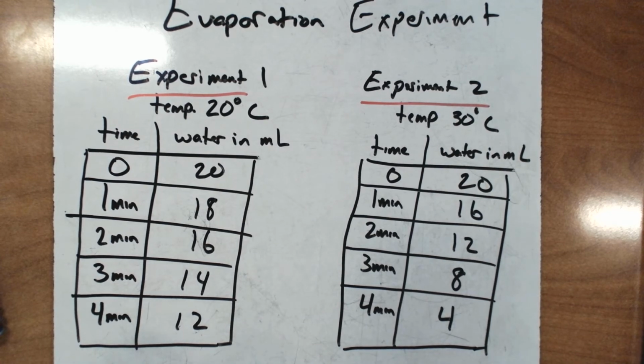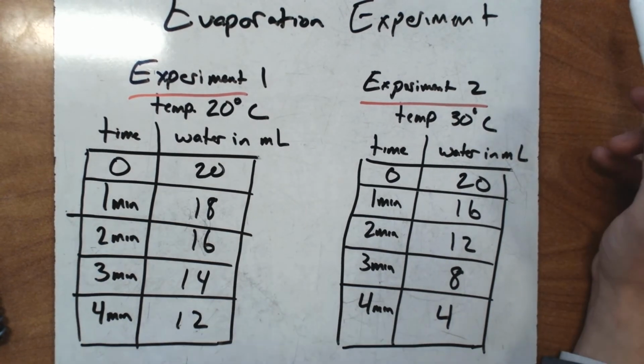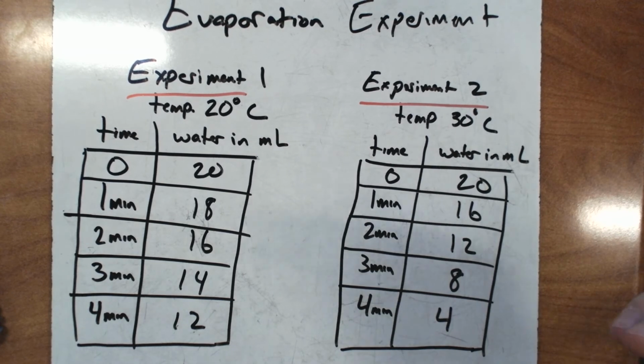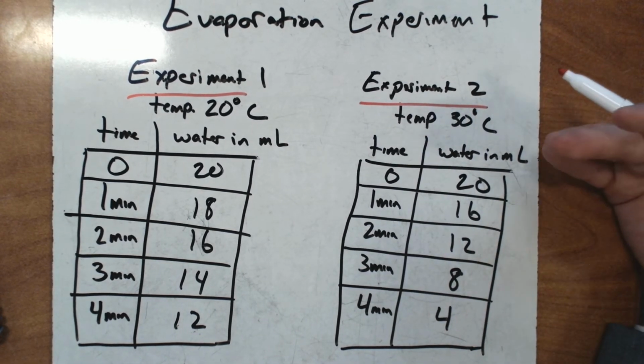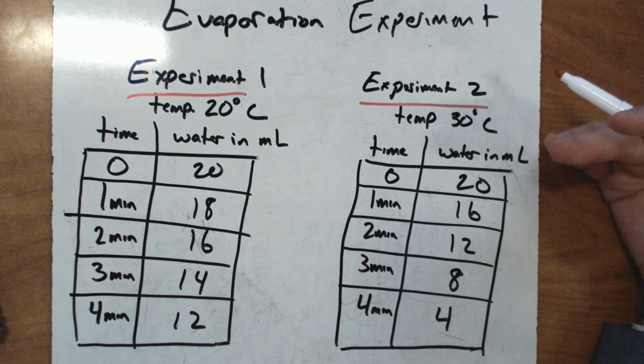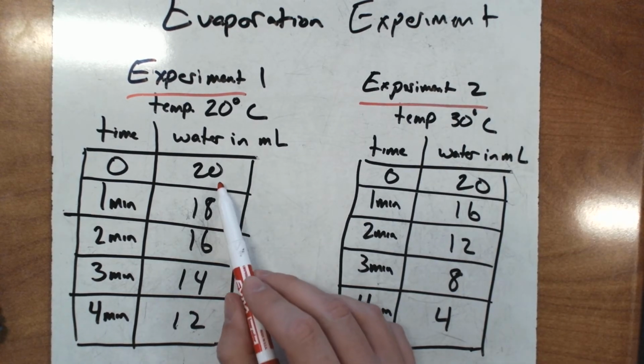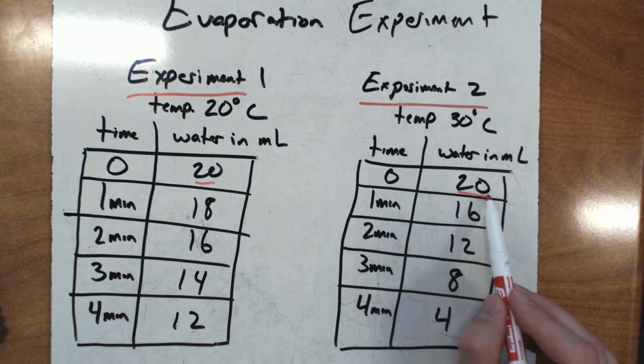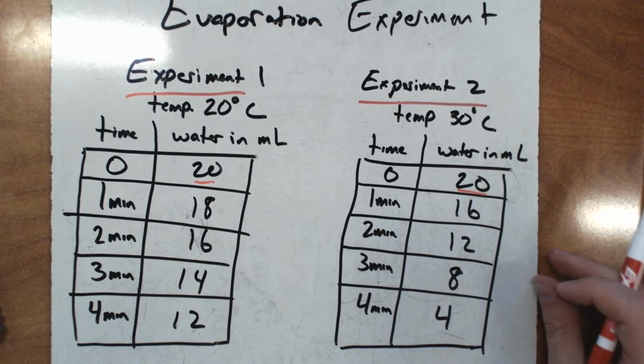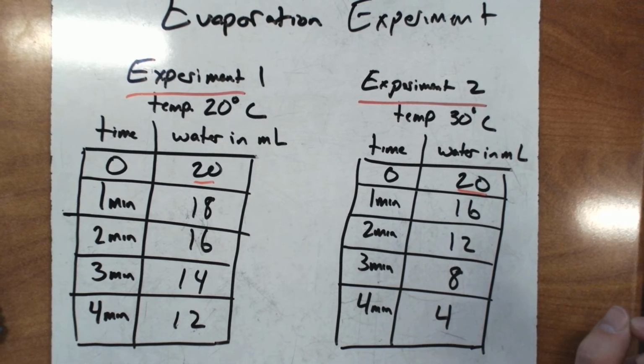If I am looking for things like controls, variables, and hypotheses, I might say my hypothesis is that the higher the temperature, the faster it is going to evaporate. That is what I'm testing. Now, I have a control variable here. Both of my experiments start at 20 milliliters of water. So I am starting with the same amount of water in both experiments.